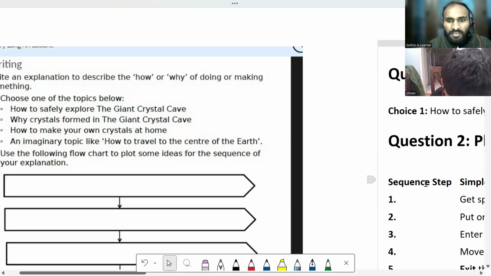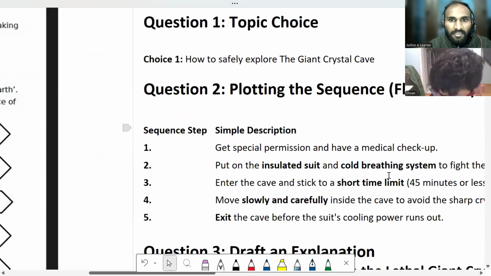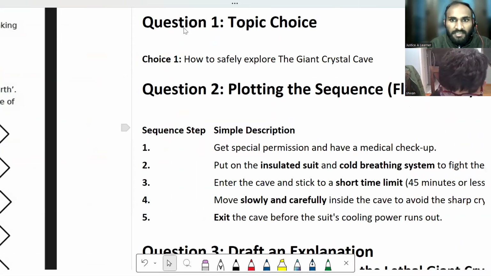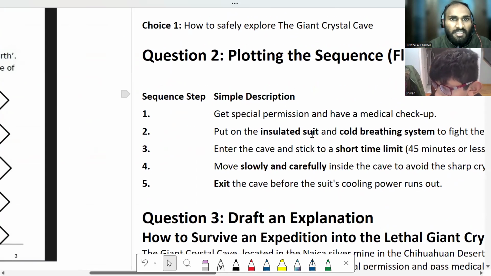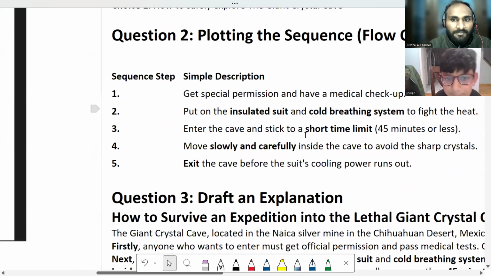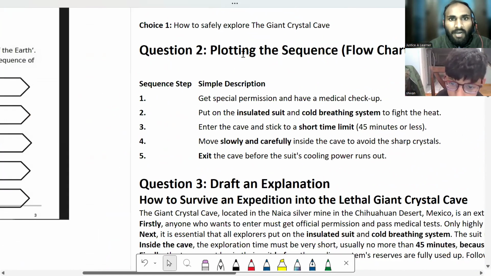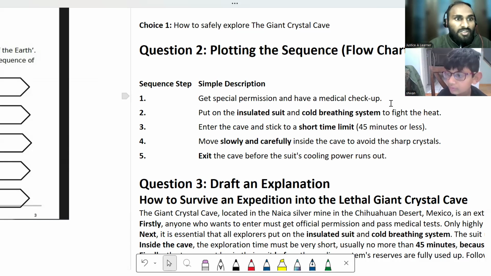To show you in just a moment, I have written how you would plot the sentences. The flow chart would be this. The question is how to safely explore the giant crystal cave. Shivan, are you able to see here? So we will have these five steps. Firstly, get special permission and have a medical checkup. This is based on our imagination, not directly from the reading. That involves creative reading, and creative reading is very necessary in the American curriculum. I hope you understand, right?